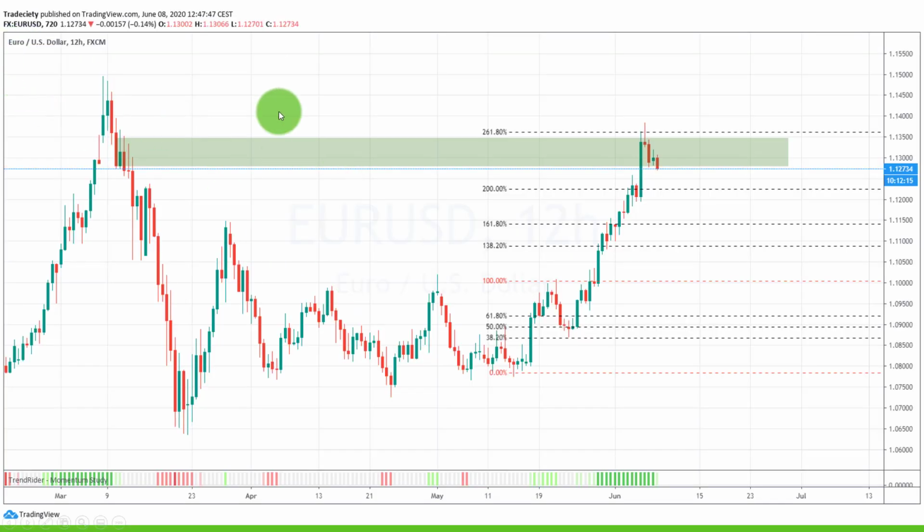The Euro US dollar is also arriving at a previous demand zone.